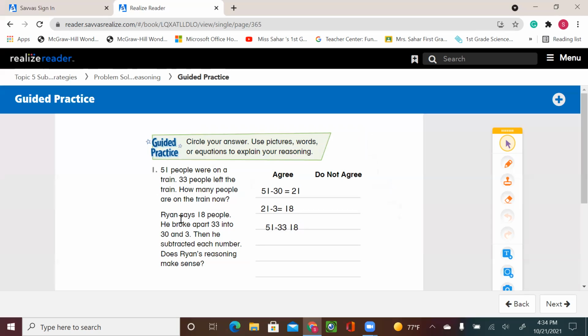And that's what Ryan says. He says 18 people. He broke apart 33 into 30 and 3, and then he subtracted. And then after that, he got the answer 18. So yes, we agree with Ryan. So in this case, we can just circle Ryan's answer.